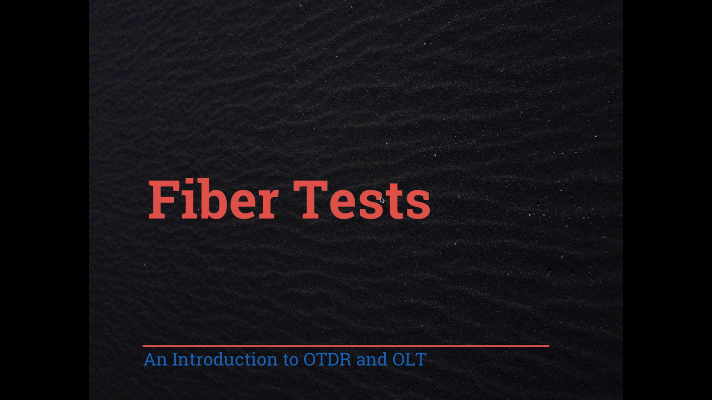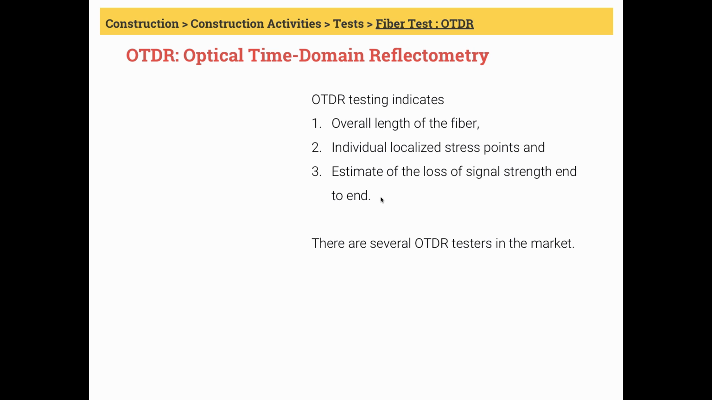Fiber tests. As we mentioned before, there are two types of tests done on fiber cable during DAS construction: OTDR test and optical loss test. OTDR stands for Optical Time Domain Reflectometry.